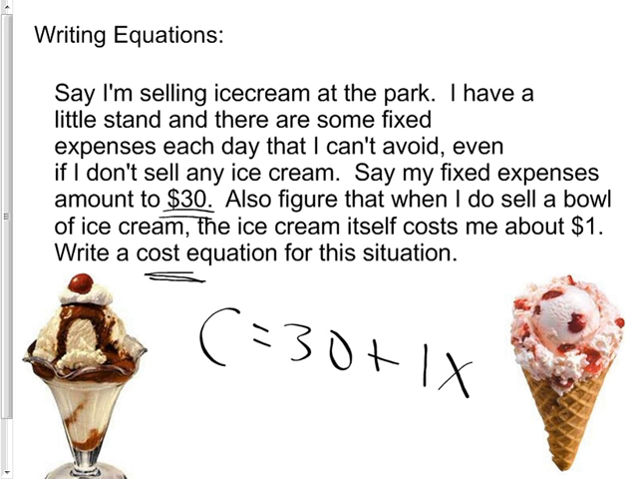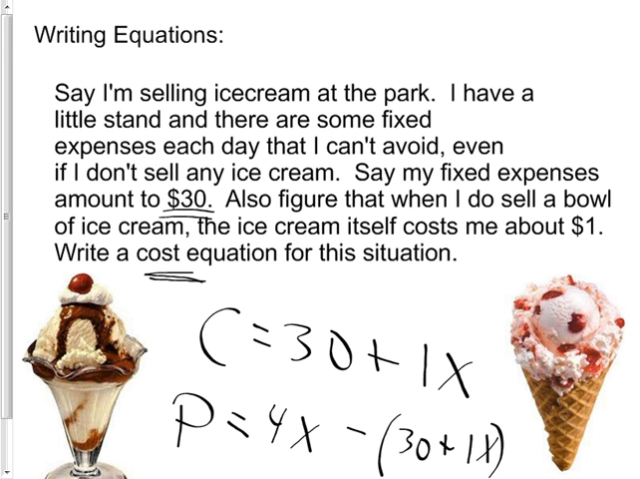I could figure out my profit on that. The profit would be how much I sell them for, which is $4 for each cone, minus all my costs, which are $30 plus $1 for each cone I sold. So that's my profit function.